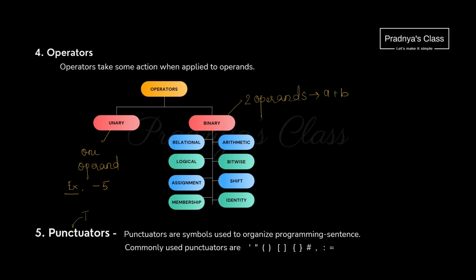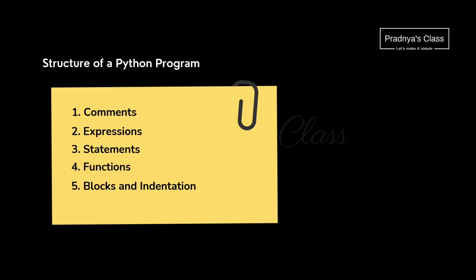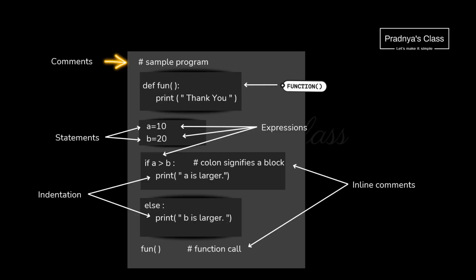The last token is punctuators. These are some special symbols which are used for organizing the statement. So let's revise the tokens. The first is keyword, second is identifier, third is constant, fourth is operators and the fifth one is punctuators. Moving ahead to the next topic, the structure of Python program. It consists of 5 different components. Let's understand with a simple example.